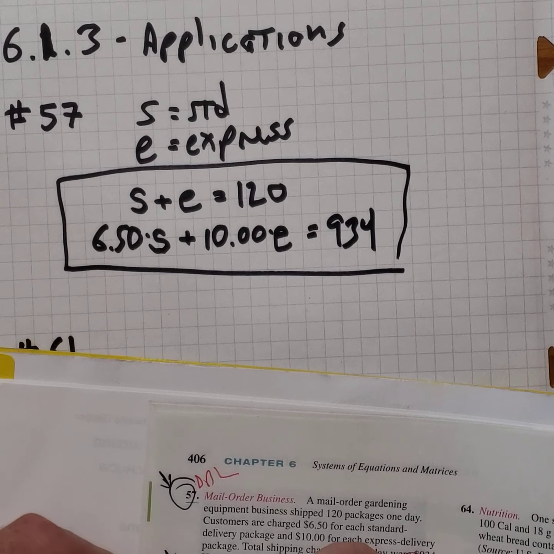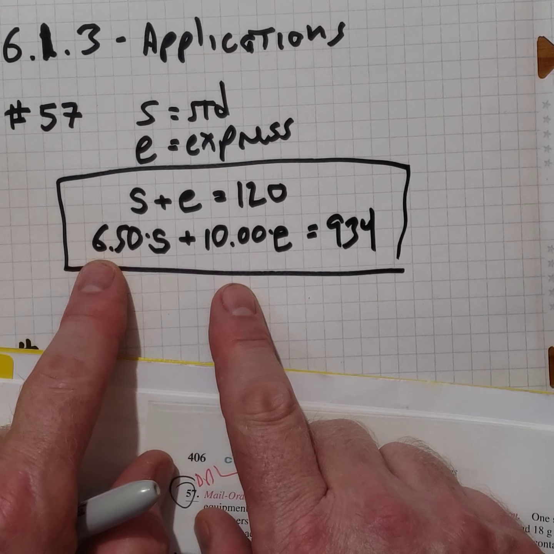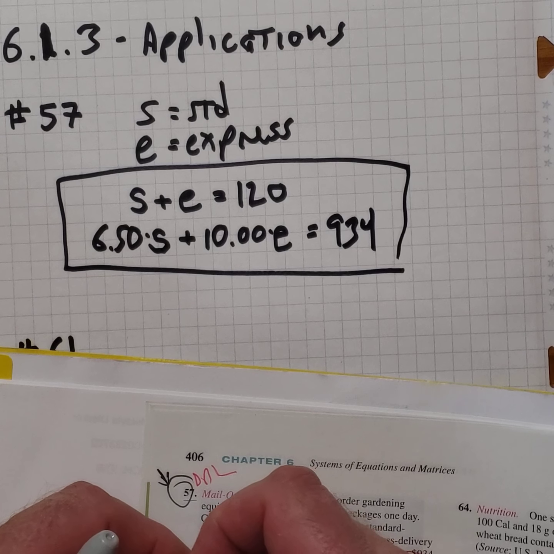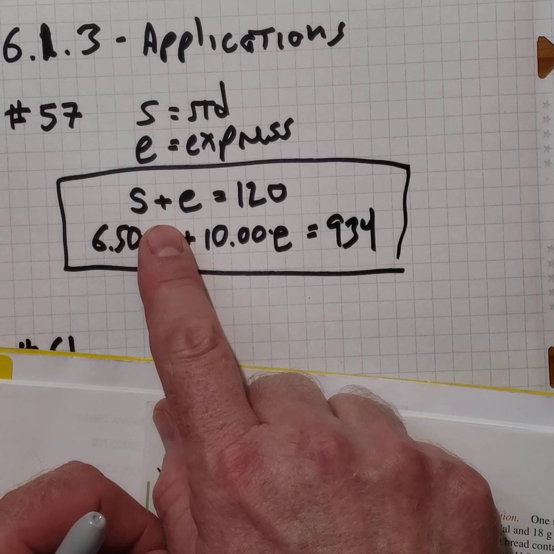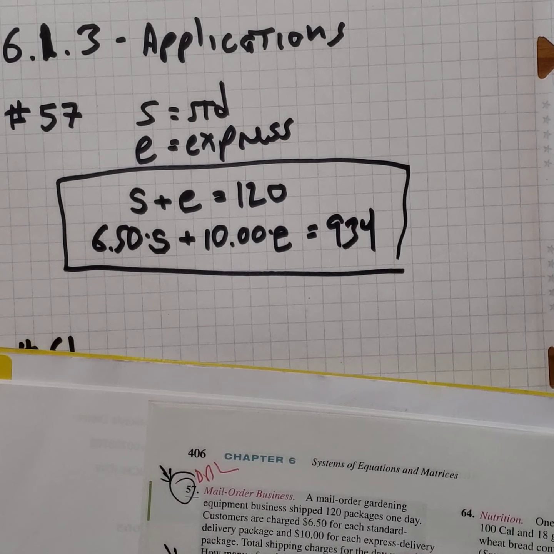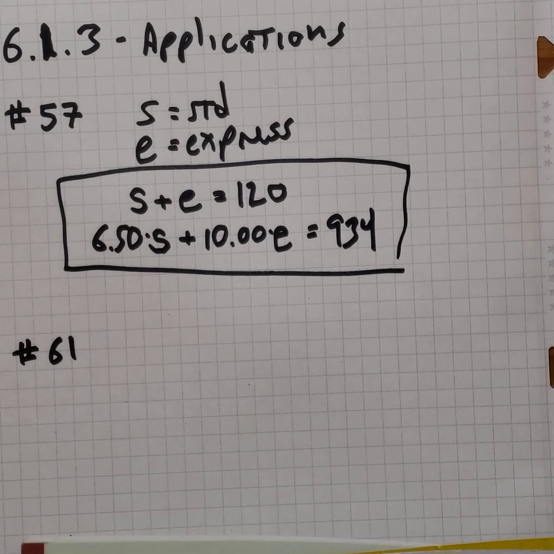If you want to do it by elimination, you can multiply the top one by maybe negative 6.50, and then the S's will cancel. If you want to do it by substitution, the top one will solve very easily for either S or E. If you want to graph it, that's fine too. You'll have to mess around with your window. And if you want to use the calculator, you have to wait till our next lecture. We're going to talk about that. So let's look at another one here.